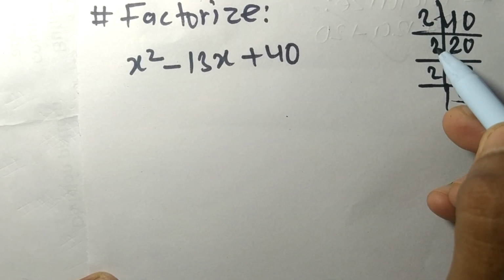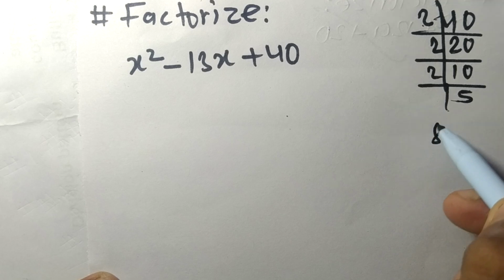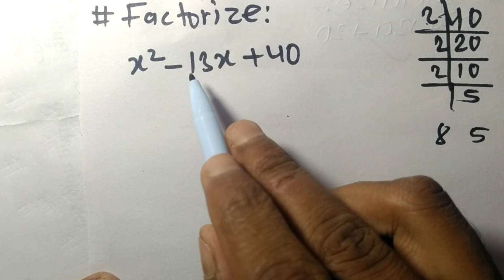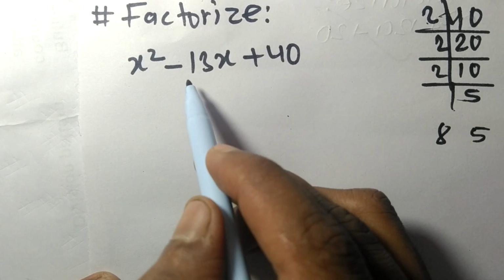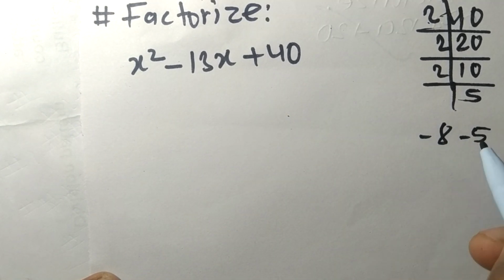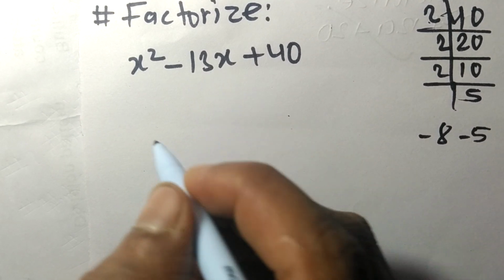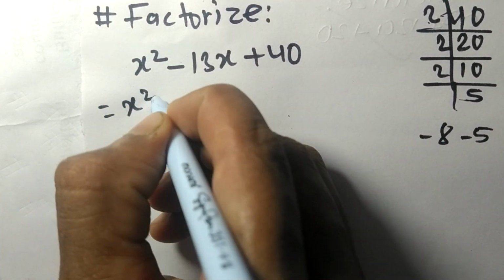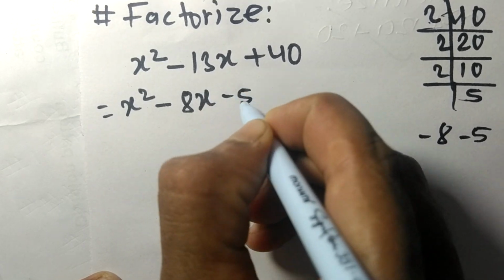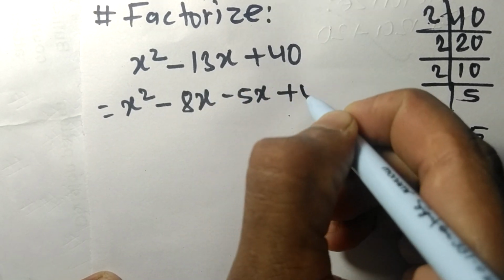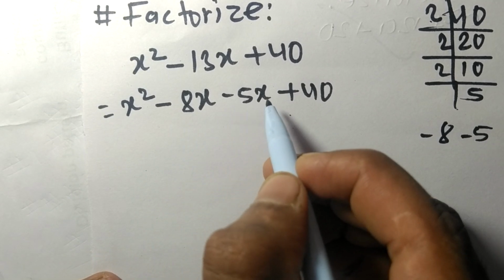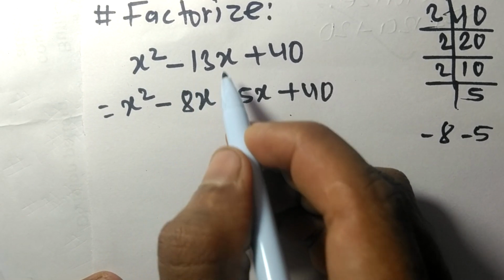So 2 times 2 means 4, 4 times 2 means 8 and this 5. So 8 plus 5 means 13, but we need minus 13. So minus 8 minus 5, it means it is minus 13. So it becomes x square minus 8x minus 5x plus 40. So minus 8x minus 5x means minus 13x.